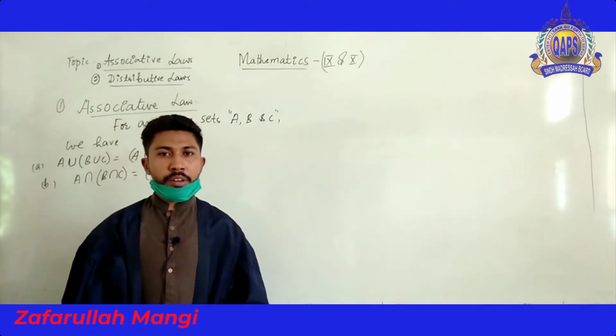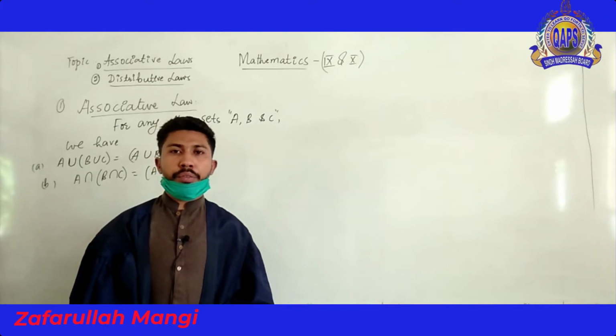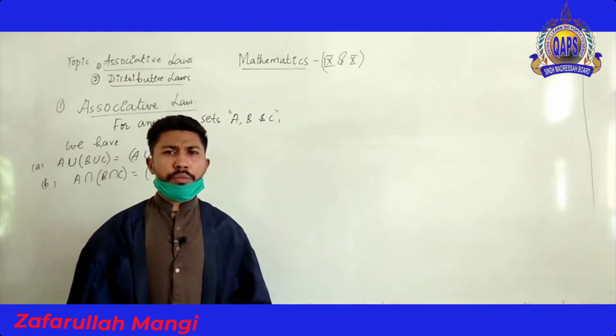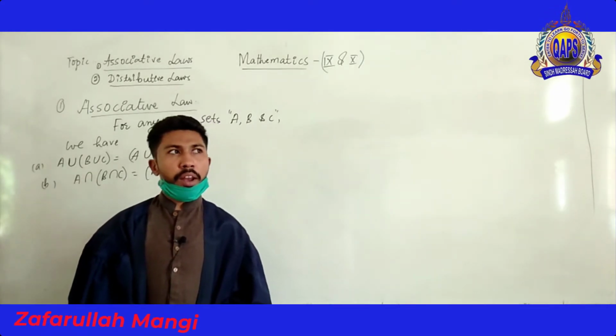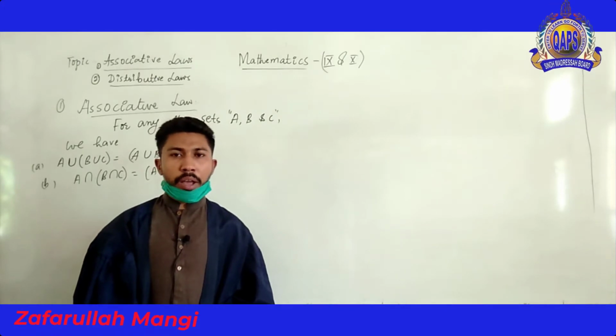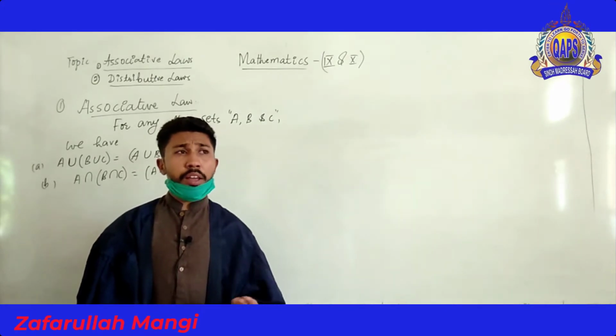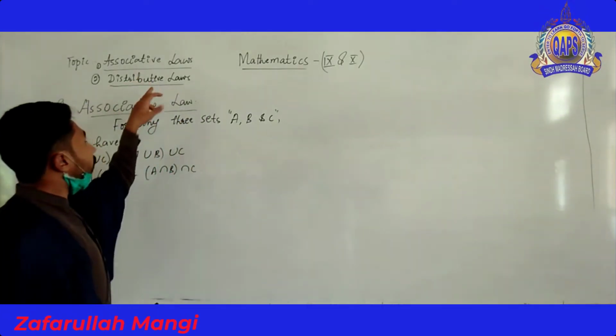We have already done algebraic sets, in which we have already described the union of sets, the intersection of sets, and the commutative law. Now we are defining the associative law and the distributive law.